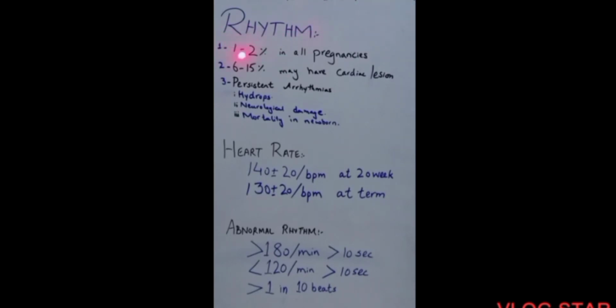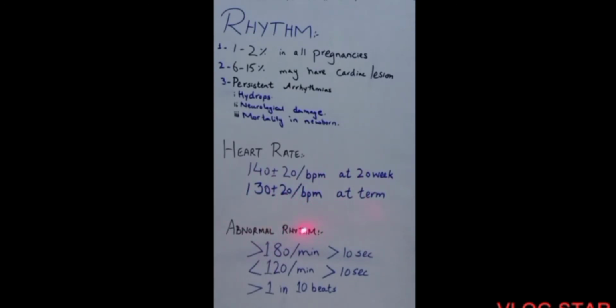Rhythm disturbances can be seen in 1 to 2% of all pregnancies. 6 to 15% may have a structural cardiac lesion, or persistent arrhythmias may lead to hydrops, neurological damage, and increased newborn mortality rate. Normal heart rate is about 140 plus or minus 20 beats per minute at 20 weeks and 130 plus or minus 20 beats per minute at term.